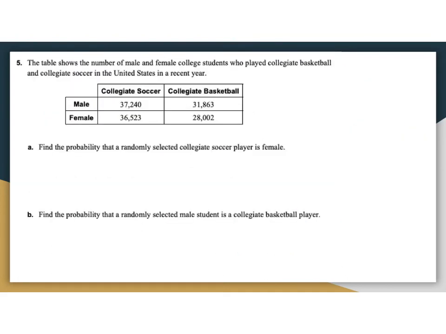The table shows the number of male and female college students who played collegiate basketball and collegiate soccer in the United States in a recent year. Letter A, find the probability that a randomly selected collegiate soccer player is female. So we're looking for a female player that plays soccer. So it's this number right here, 36,523, over the total number of collegiate soccer players.